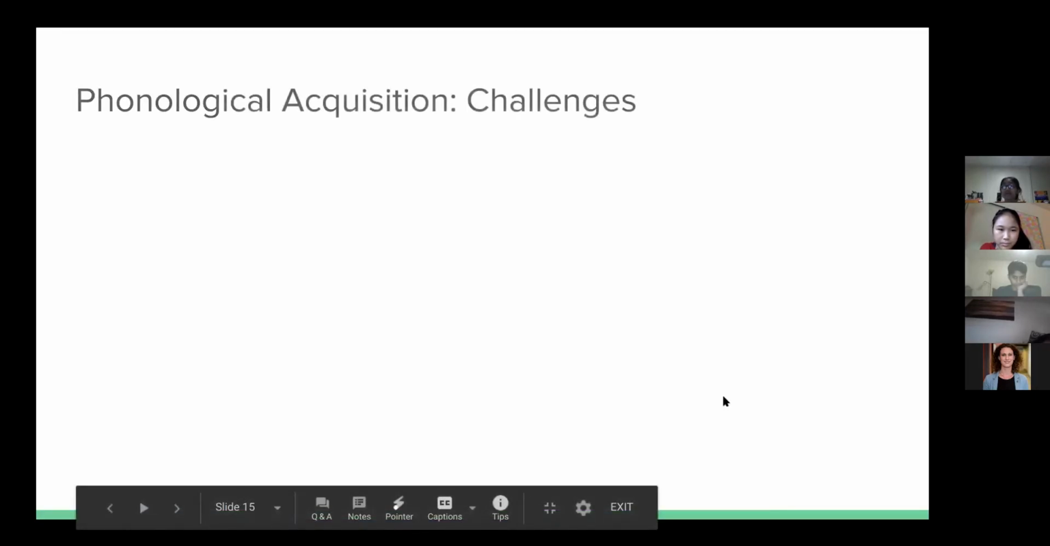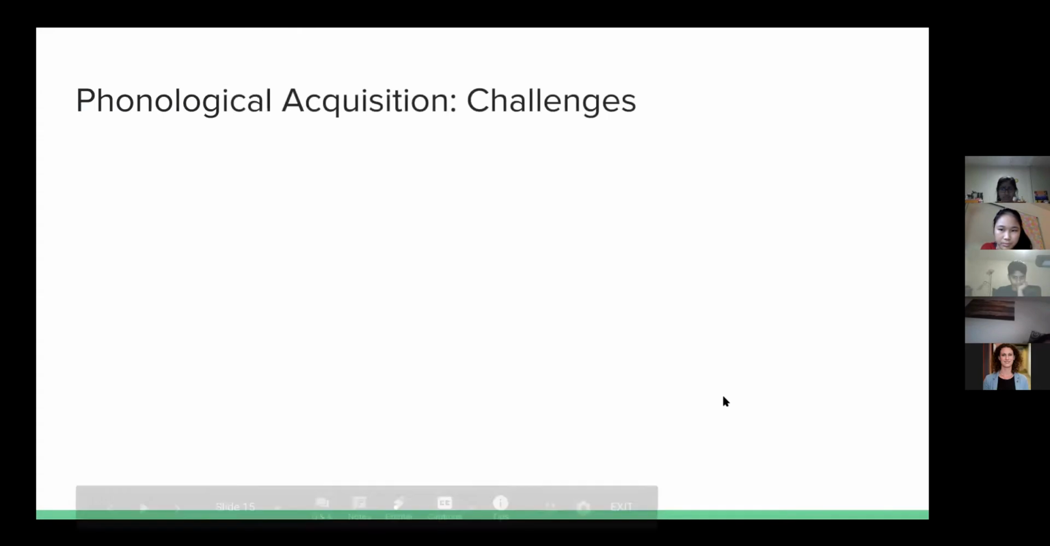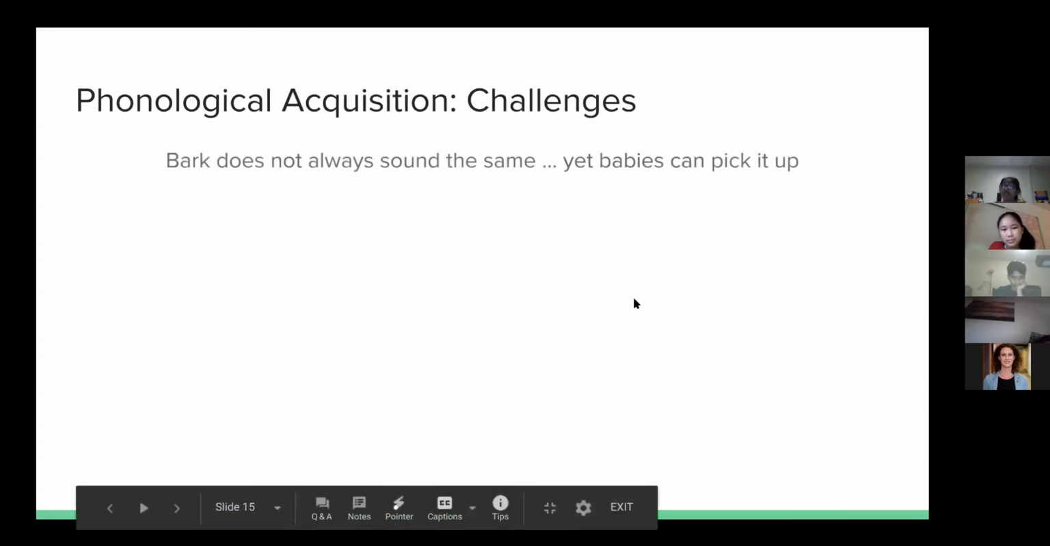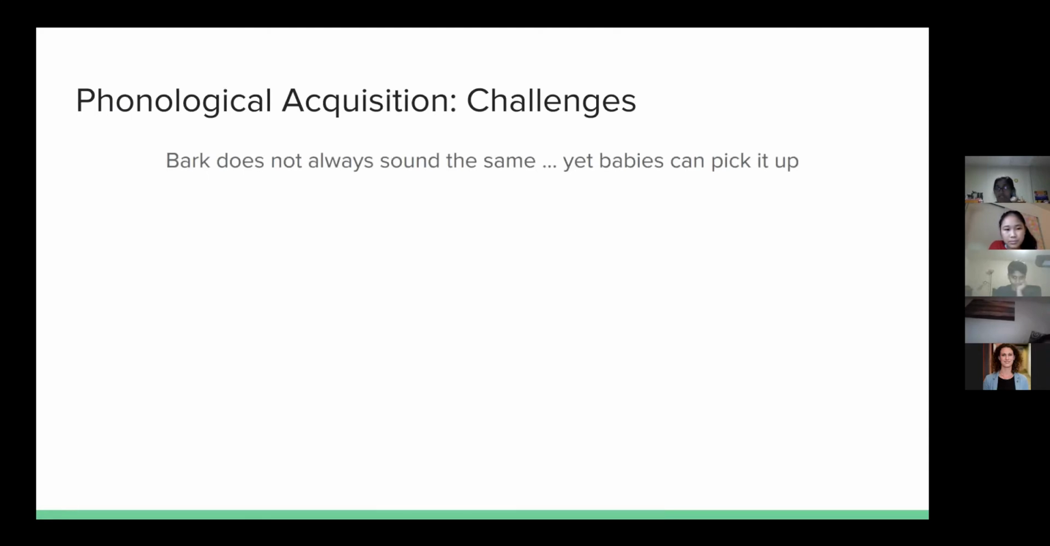Okay, so that was a quick introduction to what phonology is. Now I'm going to talk about phonological acquisition and the challenges. If you think of a word, say "bark", it doesn't always sound the same, and yet babies can pick it up. Someone can shout it, it can be a male or a female person, someone can whisper it, and the listener would still know what word I'm saying, even though it doesn't sound exactly the same each time.